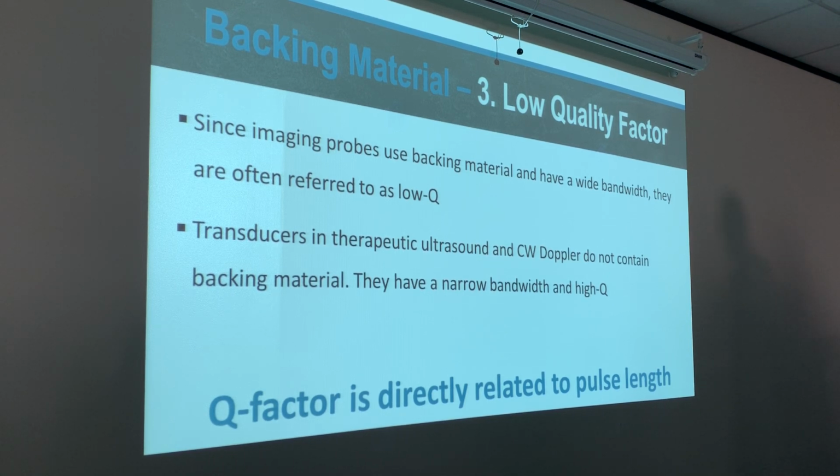Can you draw this part only, like when you say pulse length? The length of the pulse. This is a pulse right here, and this is a pulse. The length of this and the length of this. This one is going to have a higher quality factor than this one, because the pulse length and the Q factor are directly related.